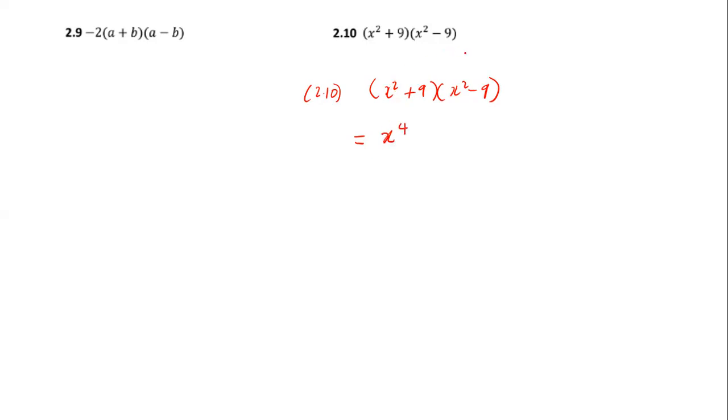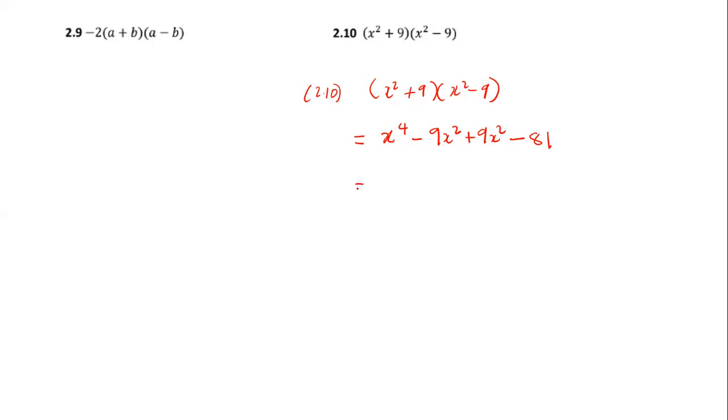X squared multiplied by -9, it will be -9x squared. Now we jump to +9. +9 multiplied by x squared, it will be +9x squared. And therefore +9 multiplied by negative, it's going to be negative. +9 multiplied by -9 is going to be -81.